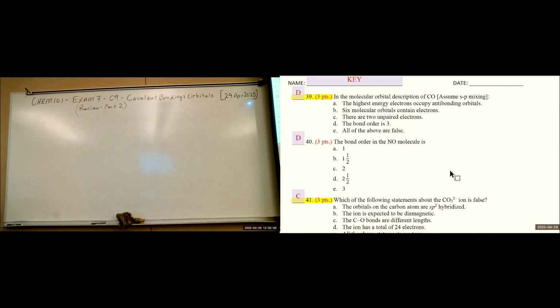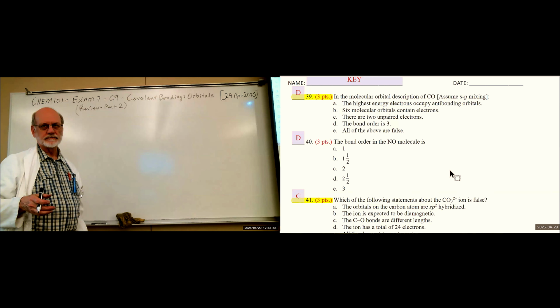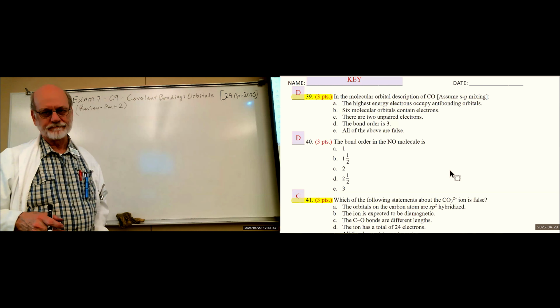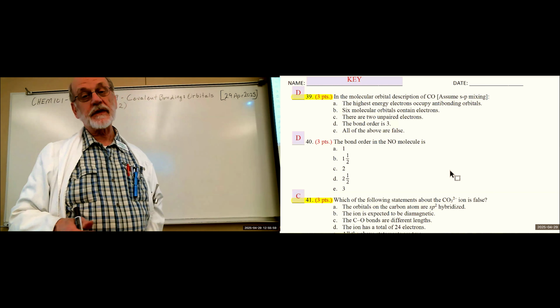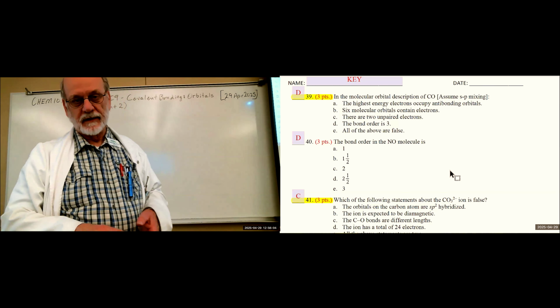In our question 39, it says you have 5 molecular orbitals instead of 6. Oh, that's because I wasn't counting the 1s orbitals. I probably should correct that. If you're thinking of totals, you have to consider all of them.